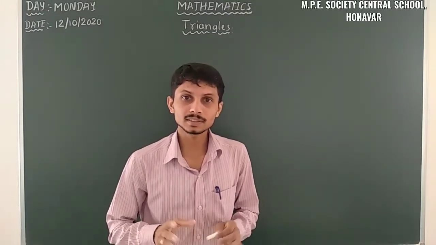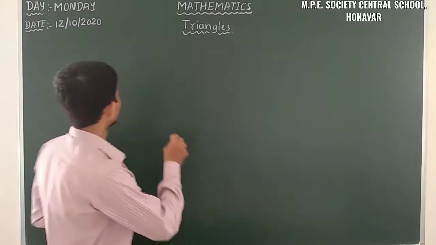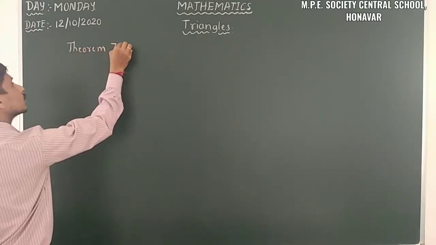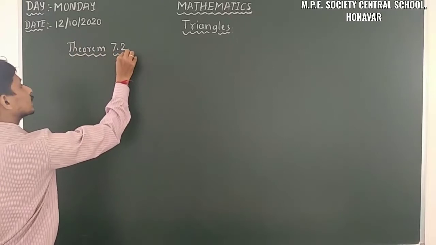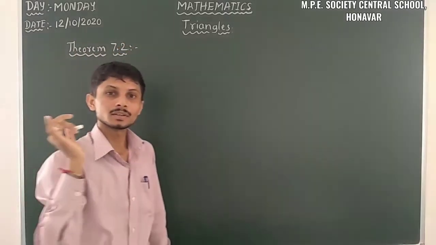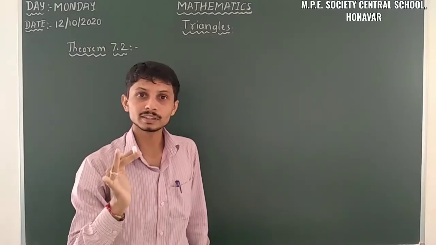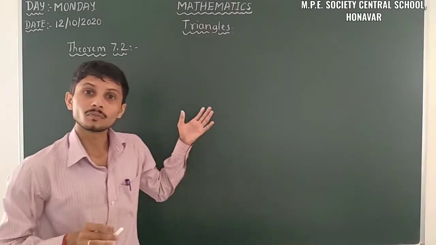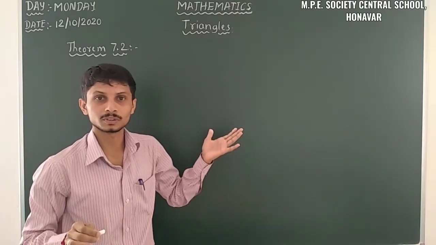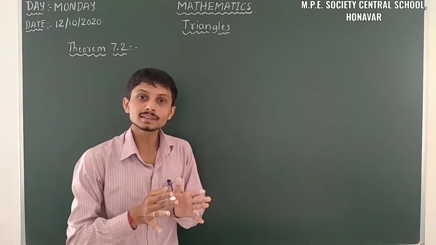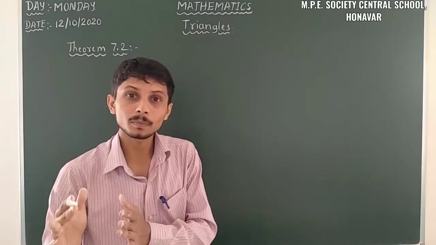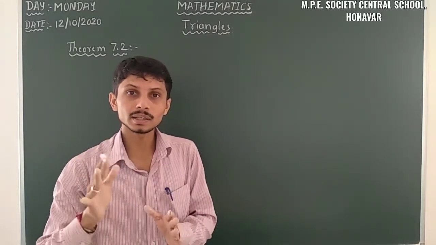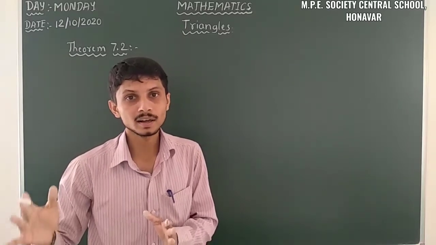Firstly I will take theorem 7.2. A theorem is a type of statement, so it needs proof. After the proof we can take it as a true statement. So what is the statement here? We have to know that first. The angles opposite to the equal sides of an isosceles triangle are equal.